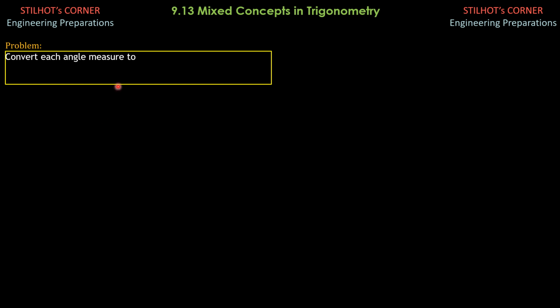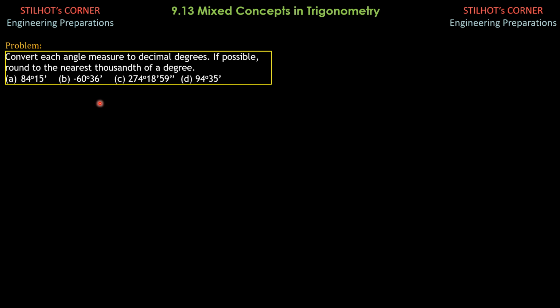Convert each angle measured to decimal degrees. If possible, round to the nearest thousandth of a degree. So that would be 3 decimal places, because it is to be rounded off. These values are to be rounded off to the thousandth of a degree.